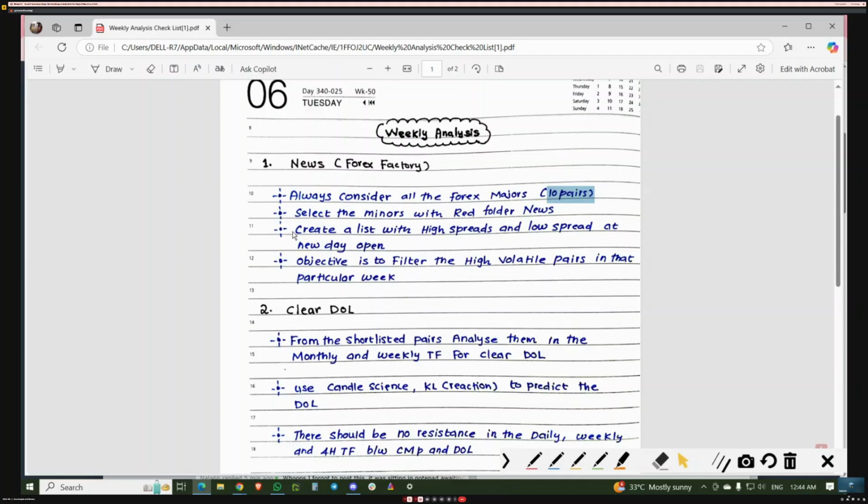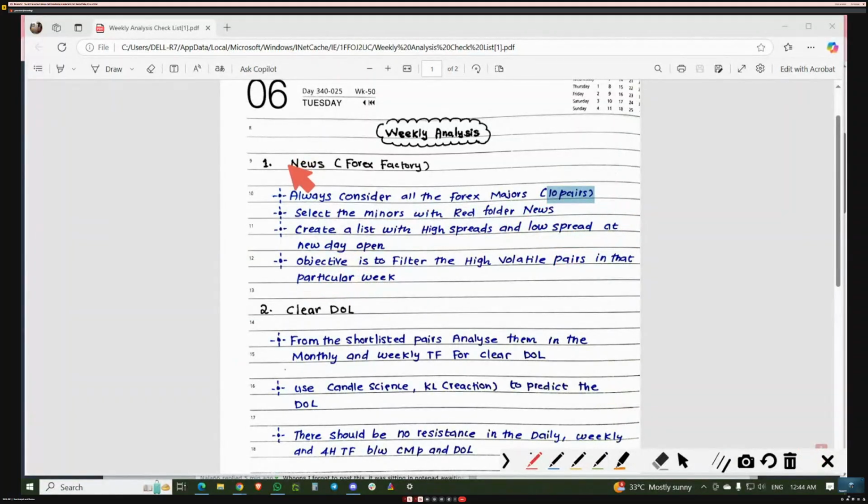Okay, we need to create a list of the pairs with low spreads or high spreads, because last time you saw that our TP got hit, but what happened is due to the high spread at the opening time, day open, our TP was missed actually. Did you notice that, sir? Yes. So we need to create a list for this so that we can avoid that. But this will be done separately. Currently we'll check all the pairs.